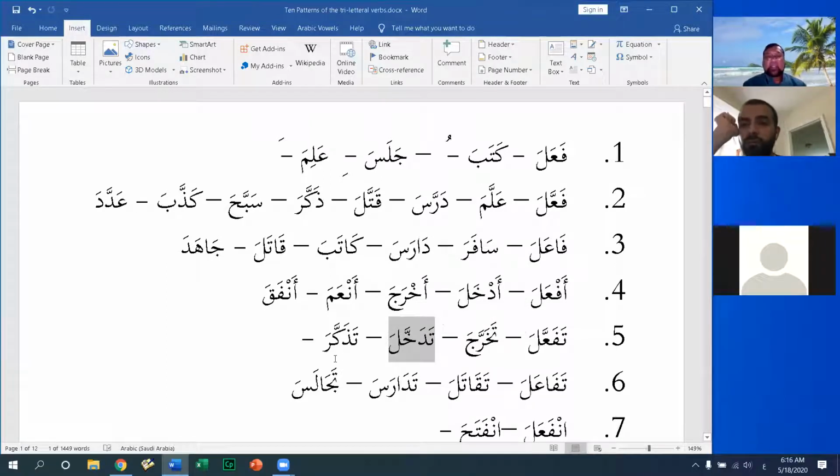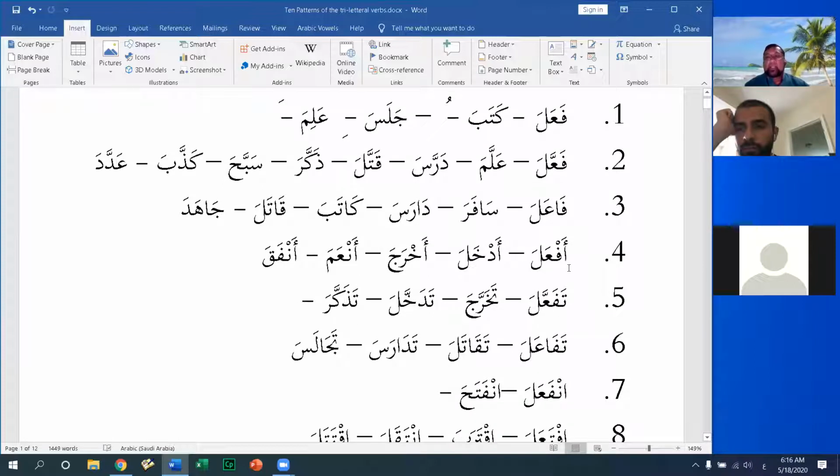تذكر, to be reminded, to remember. ذكر means remember. ذكر means to remind, and تذكر means to remember also. So that's tafa'ala, and that's used a lot in Quran.